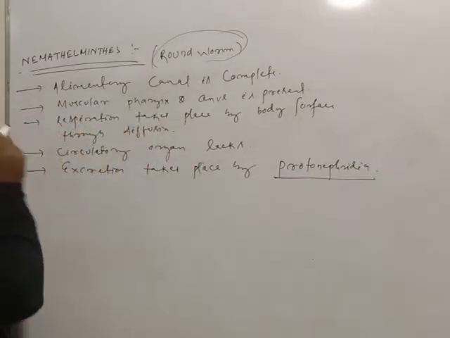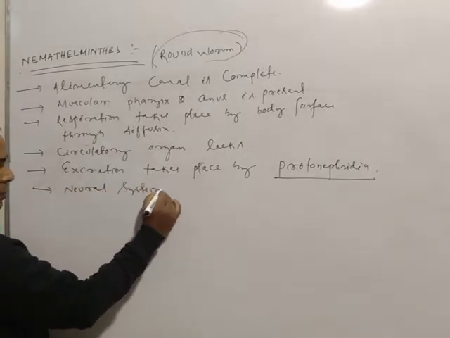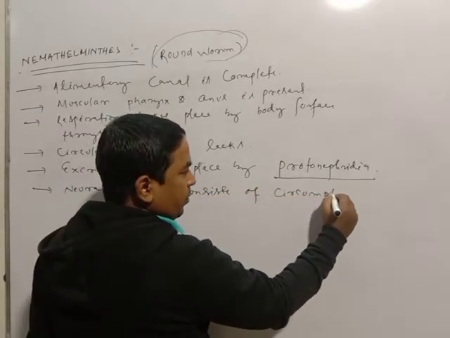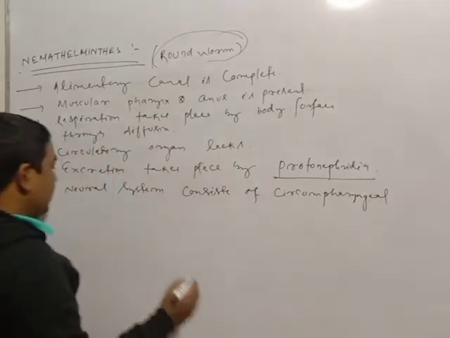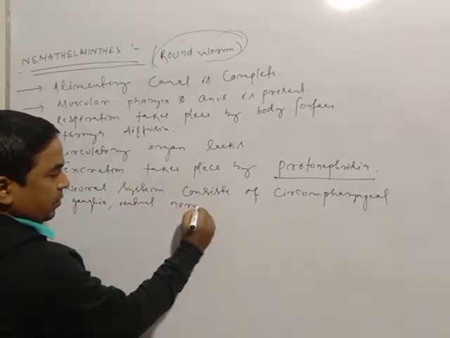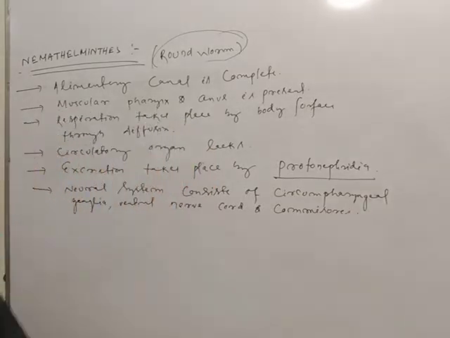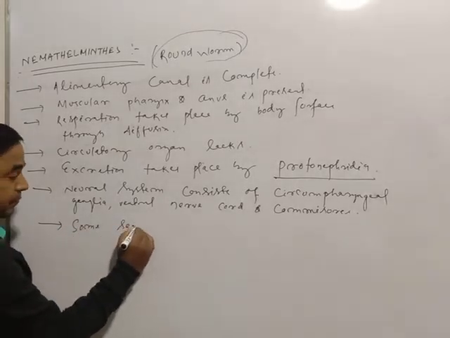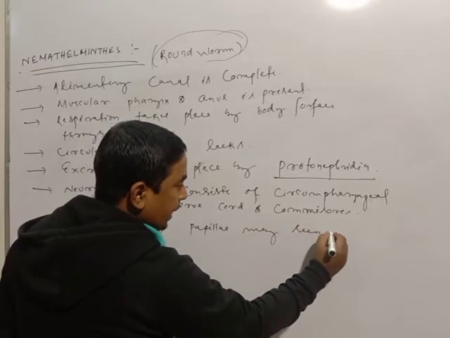Next, the neural system consists of circumpharyngeal ganglia, ventral nerve cord, and commissures. Next, some sensory papillae may be seen in nematodes.